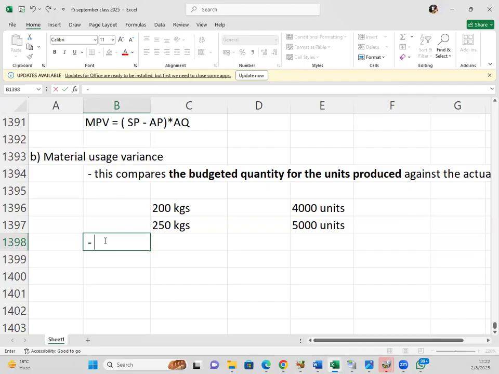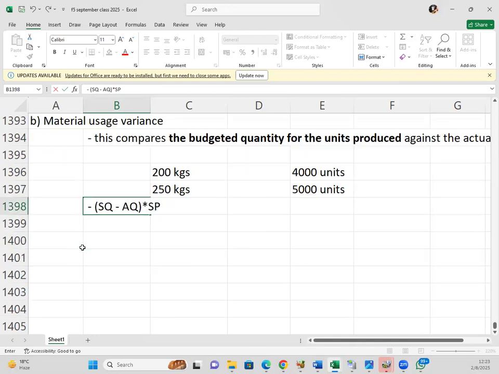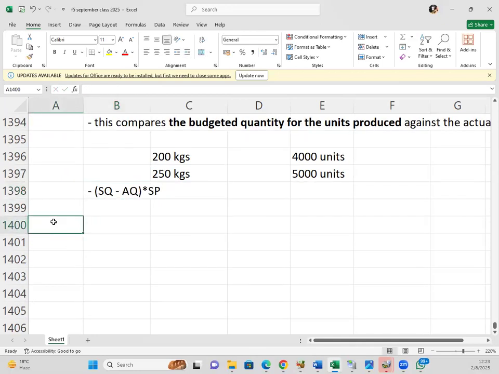The formula says that the standard quantity for actual units, this is the budget for the actual units, minus the actual quantity used, times the standard price. So that's the material usage variance. We are comparing the material we actually used against the budget. Then from the material usage, let's go to the labor.